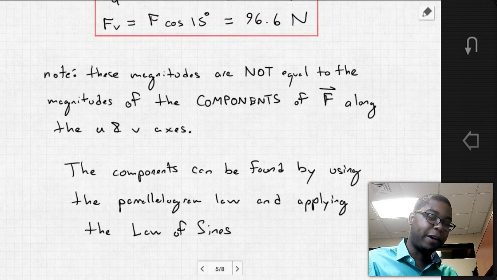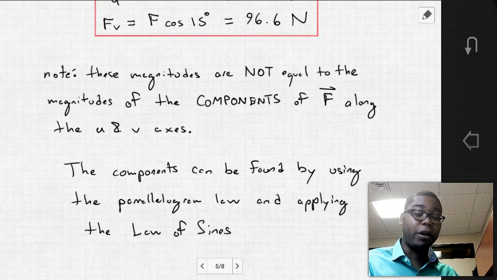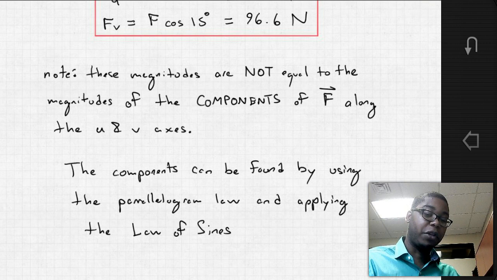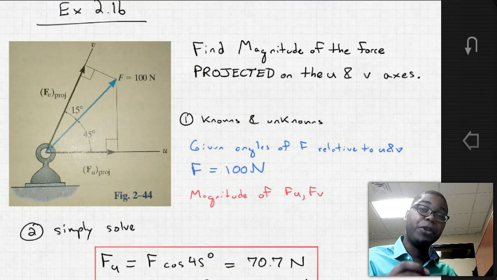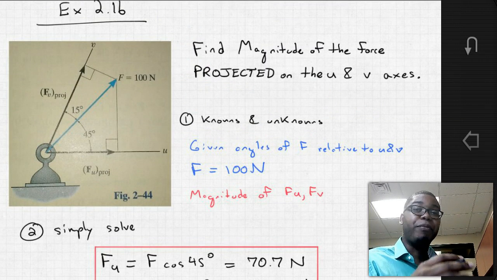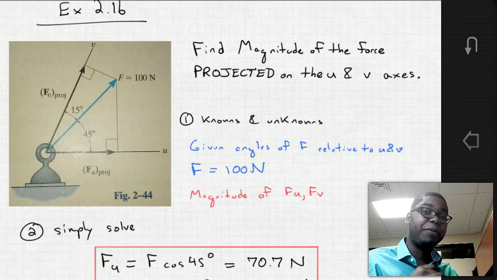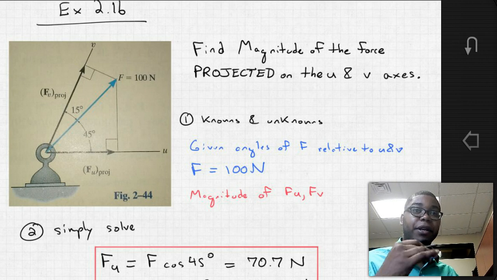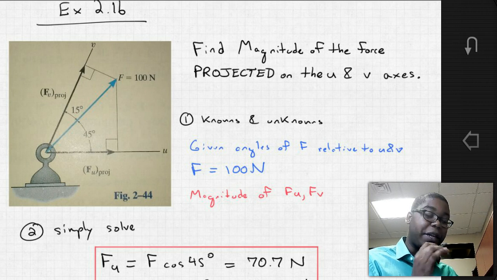The components can be found by simply using the parallelogram law and then subsequently the triangle rule and applying the law of sines. So it's very important for you to be able to distinguish between what is a projected force and what is a component of force. Generally you're going to be asked for the components of force, and you're going to need to use the parallelogram and the triangle rule and subsequently the law of sines. But in the case of this problem, it asks for the projection. So just try to be mindful of what approach is necessary given the type of problem.